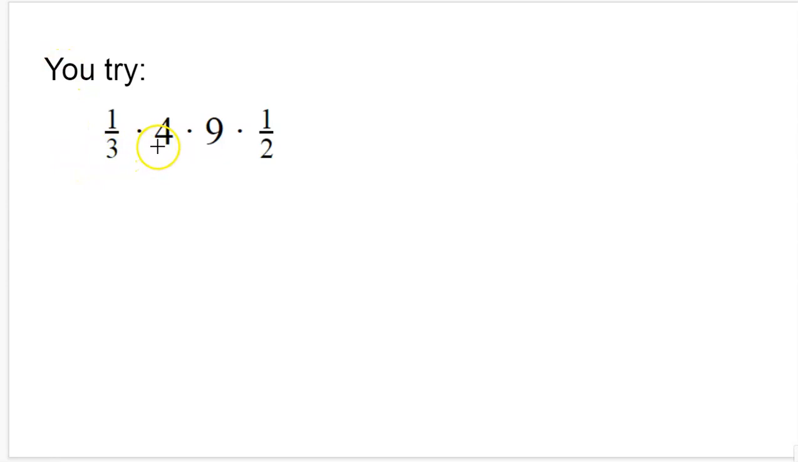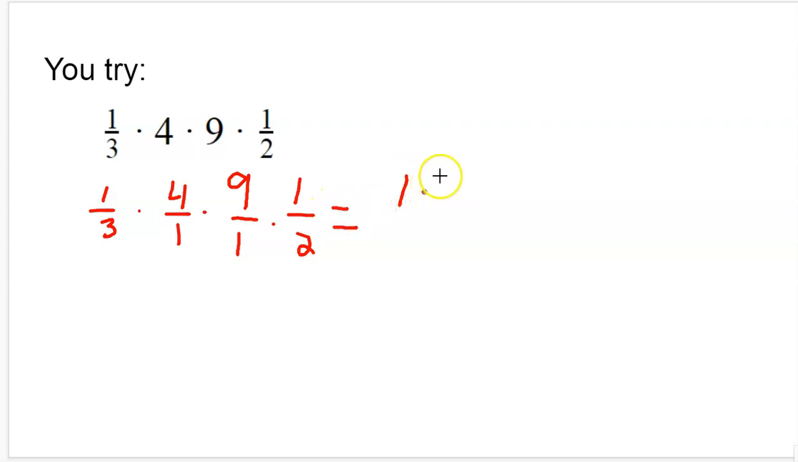So if I have 1/3 times 4 times 9 times 1/2, I'm going to write everything as a fraction. So I have 1/3 times 4 over 1 times 9 over 1 times 1 over 2. Okay? I go ahead and multiply everything. So I have 1 times 4 times 9 times 1 over 3 times 1 times 1 times 2.